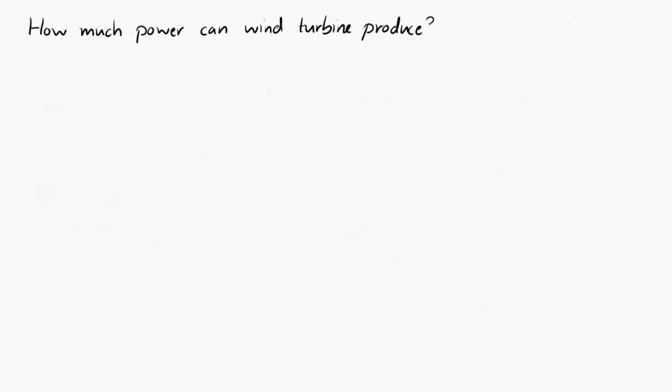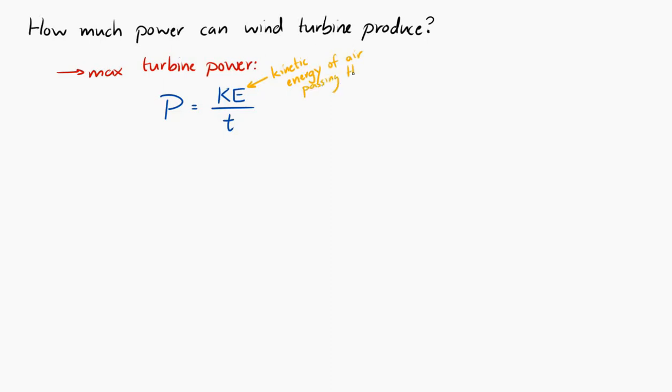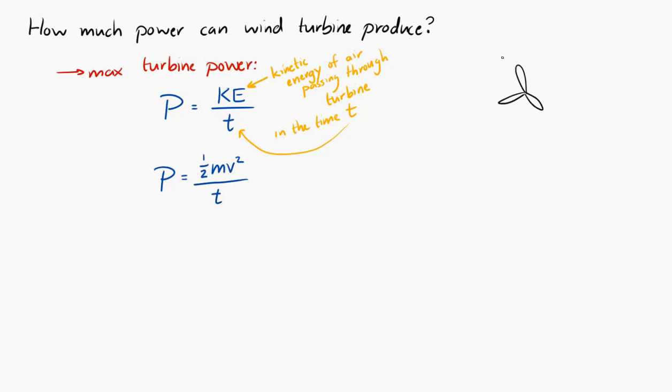The maximum power that you can get from a wind turbine would be equal to the kinetic energy divided by the time. Now, when I write the kinetic energy here, what I mean is the kinetic energy of the air passing through a turbine, and t is the amount of time that it takes for that air to pass through the turbine. So we can rewrite that as 1/2 m v squared over t, where m is the mass of the air that's passing through the turbine in time t, and v is the speed of the air as it passes through the turbine.